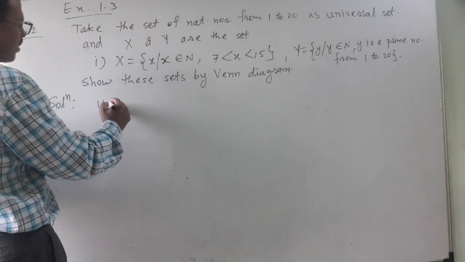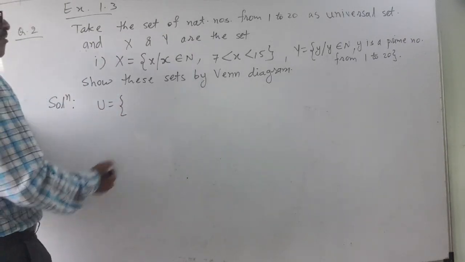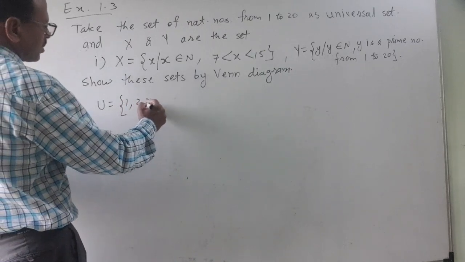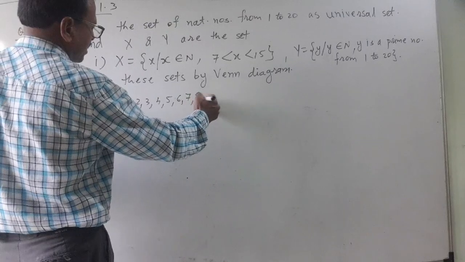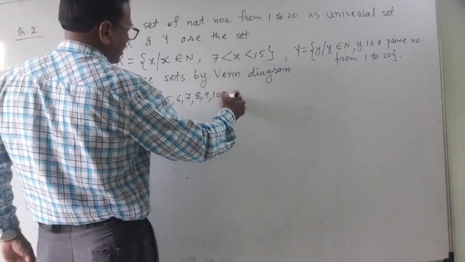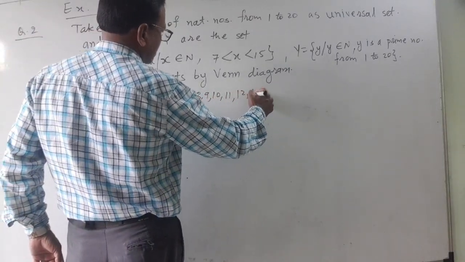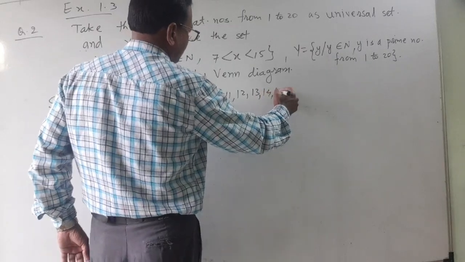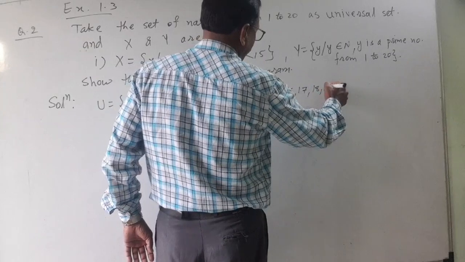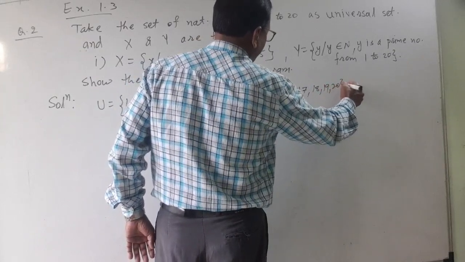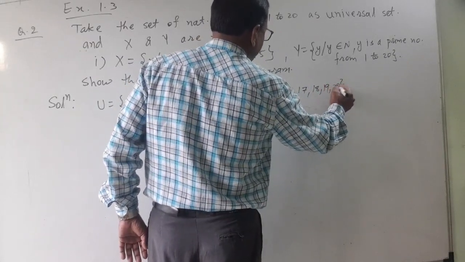First of all, U is equal to, from 1 to 20, which means 1, 2, 3, 4, 5, 6, 7, 8, 9, 10, 11, 12, 13, 14, 15, 16, 17, 18, 19, and the last number is 20. This is your universal set.